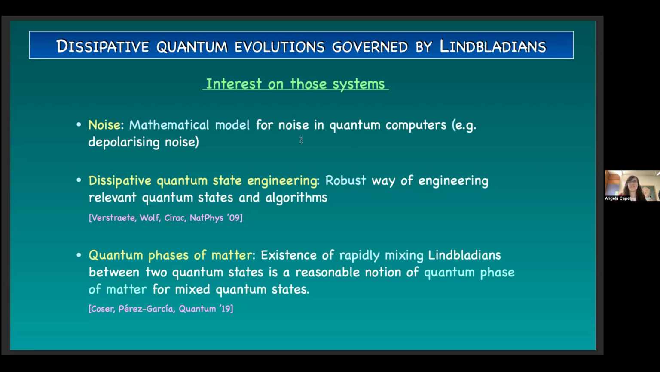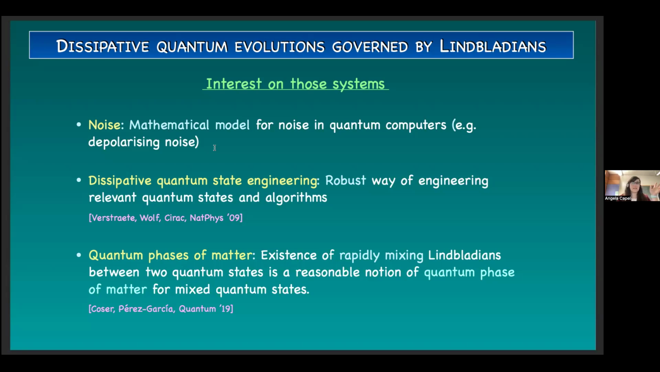And the nice thing is that many of these dissipative evolutions of quantum many-body systems modeled by Lindbladians can be used to model certain kinds of relevant noises that appear in quantum computers. In particular, for example, the depolarizing noise, which is very much used in experiments, can be modeled in this form. So this means in particular that if we can understand these systems and how they evolve, then we can understand how to treat this kind of noise.